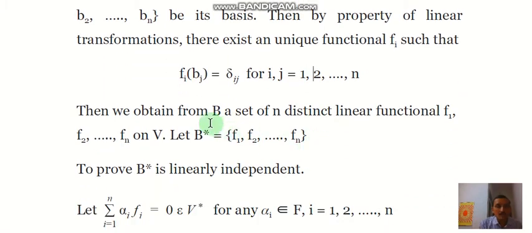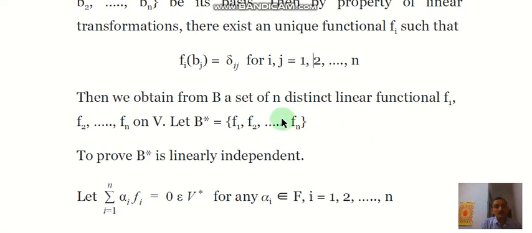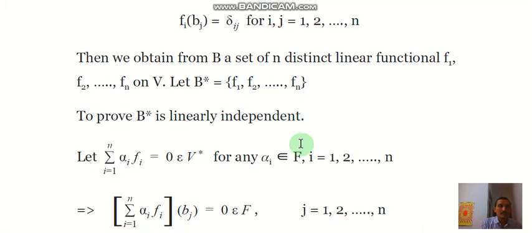Then we obtain from B a set of n distinct linear functionals f1, f2, ..., fn on B, and let B star = {f1, f2, ..., fn}. Then we prove that this is the required basis for us. For the basis there are two conditions: that it is linearly independent and a spanning set. So we first prove that B star is linearly independent.